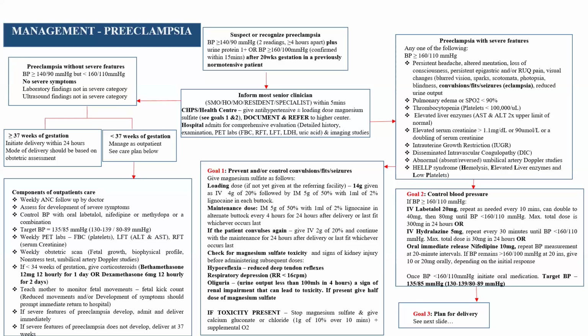If the patient is at less than 34 weeks, we give corticosteroids to mature fetal lungs. There are two approaches: either a 1-day betamethasone course or a 2-day dexamethasone course. The betamethasone dosage is 12 milligrams, 12 hourly for 1 day, and then the dexamethasone is 6 milligrams, 12 hourly for 2 days. The next point is to teach the mother how to monitor fetal movements and do a fetal kick count. If there are reduced movements and/or development of symptoms, an immediate return to the hospital is necessitated.